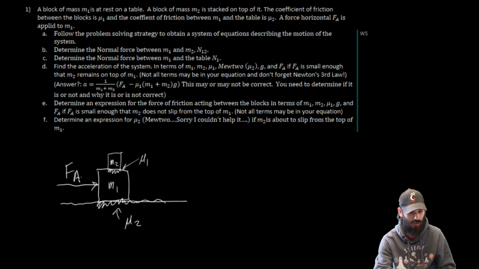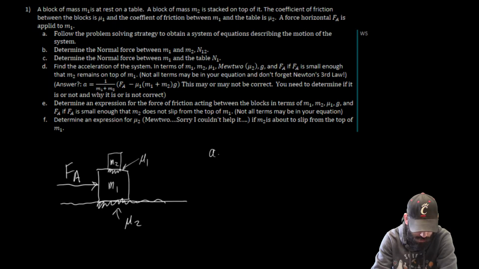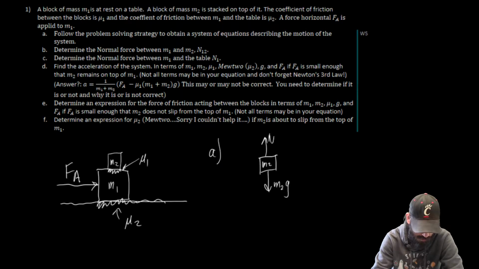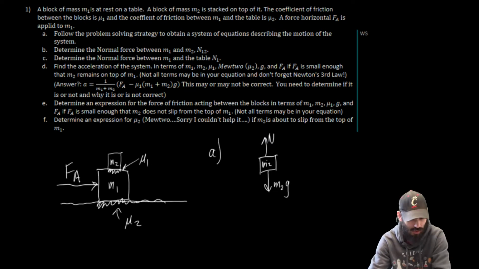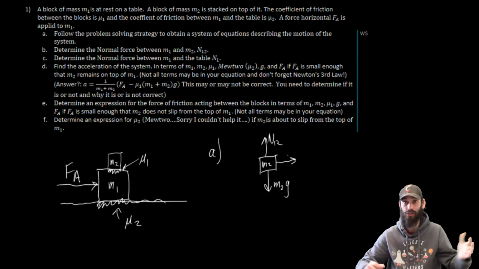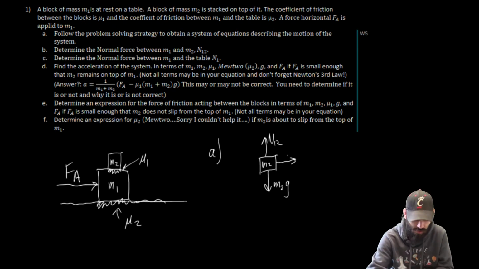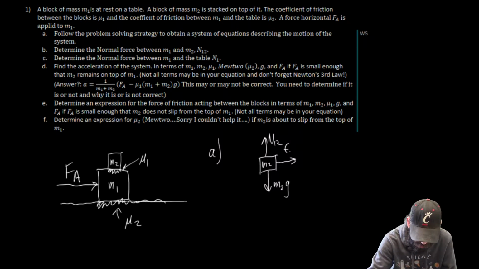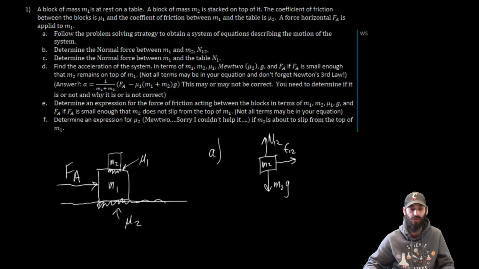Okay, so first part here, we want to draw a free body diagram for each one of these. So if we look at the block M2, here's M2. We have gravity acting on it. This is M2G. We have a normal force that is acting from block 1, so I'm going to call this N12. And there's going to be a force of friction going to the right, because that's actually what's making this go, right? So this is the force of friction between block 1 and 2. This is the force of friction block 1 acts on block 2.